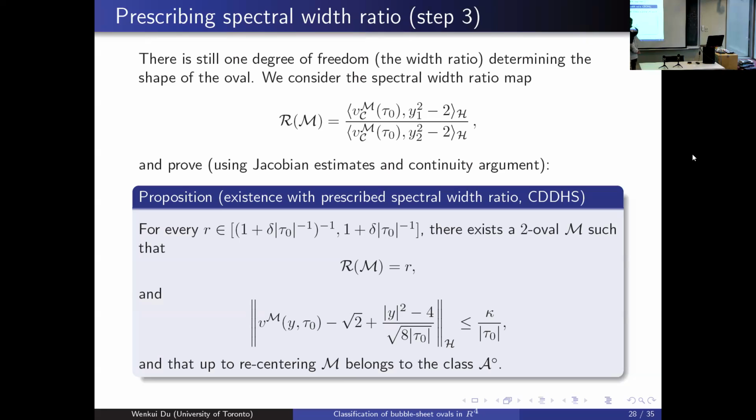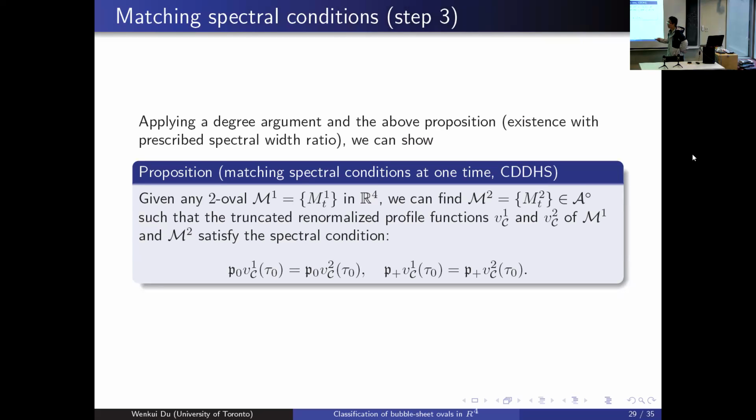So we showed the existence of a prescribed spectral width ratio: given any number close to 1, we can find an oval in the class we have constructed, up to rescaling and recentering, which is mapped to the given number. That is surjectivity. So given any oval, we can find another oval, also using the symmetry, such that all the positive modes and all the neutral modes agree, but there are some negative modes which are higher order terms.